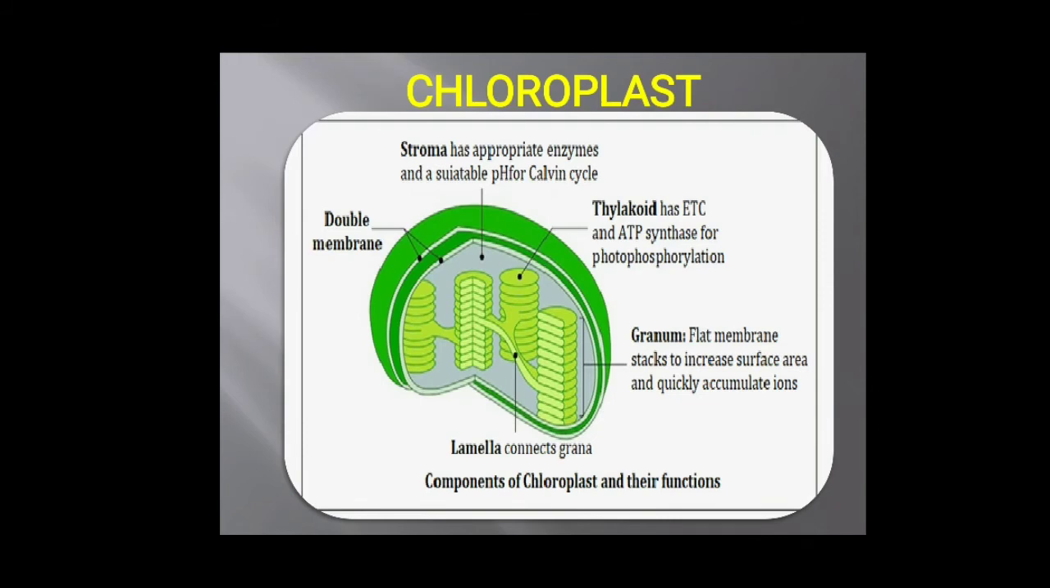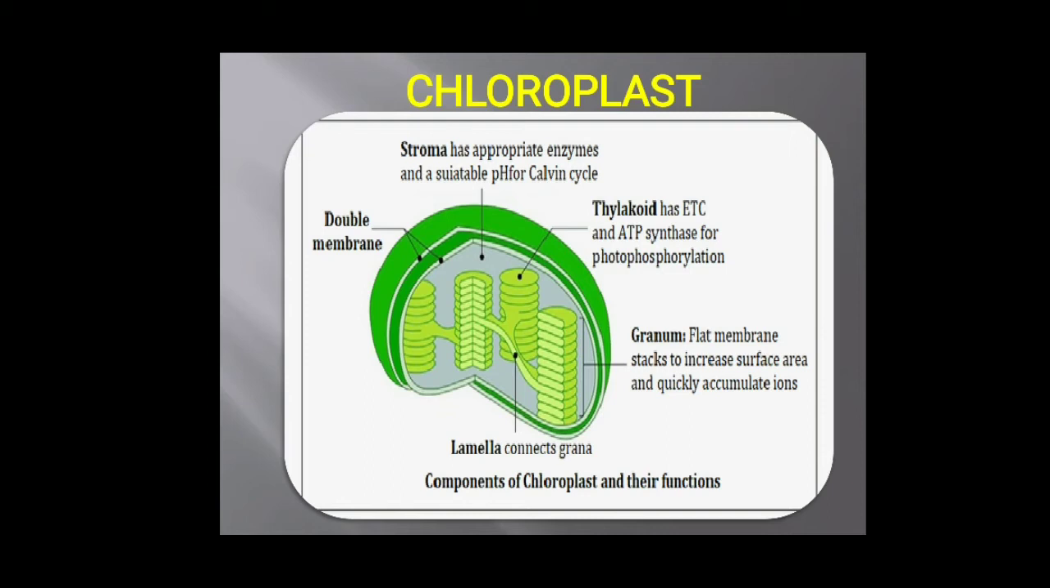Coming to the important cell organelle which is present exclusively in the plant cell, those are plastids. Plastids are the type of cell organelles which give color to the cells. They are of three types: chloroplast, chromoplast and leucoplast. So we are going to read the structure of chloroplast here.